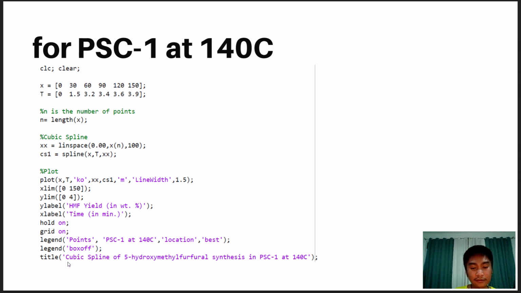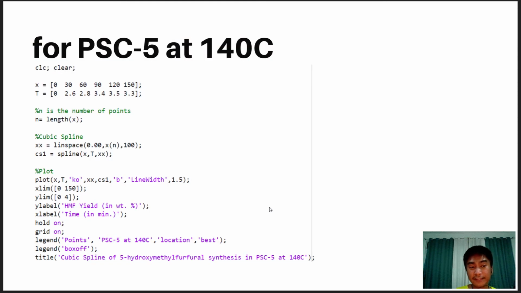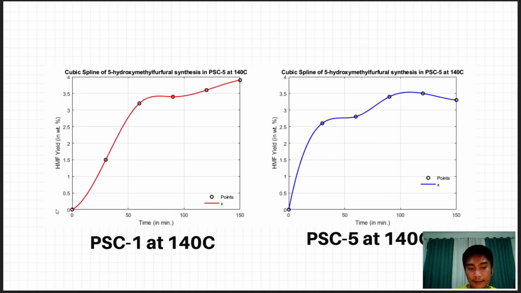The title for this one is a cubic spline of 5-HMF synthesis in PSC1 at 140 degrees Celsius. PSC5 is set in the same way, except that we only interchange the values of the array, and most of this is more or less the same except for the title. So the resulting plots after running the program are these two.